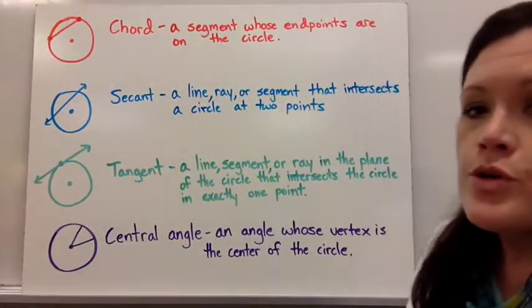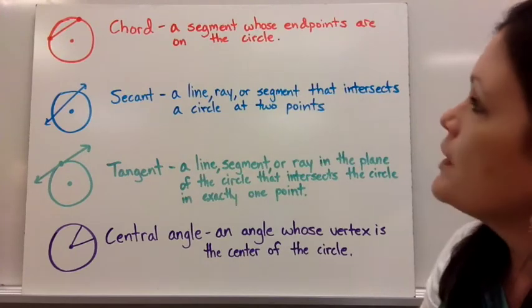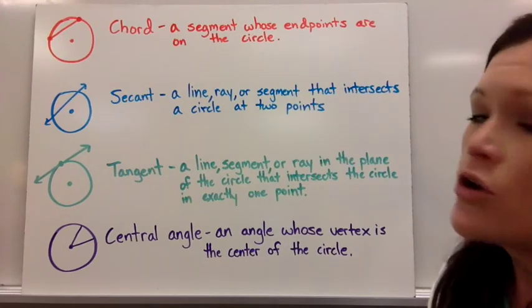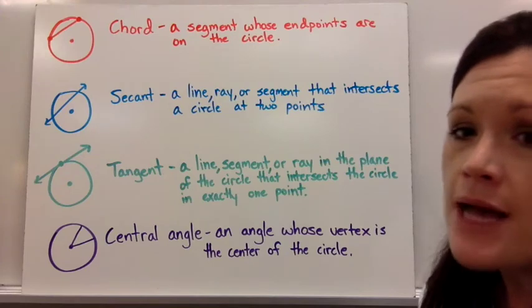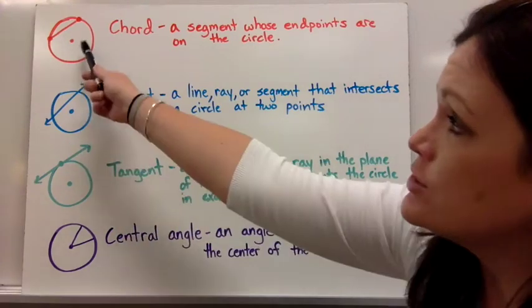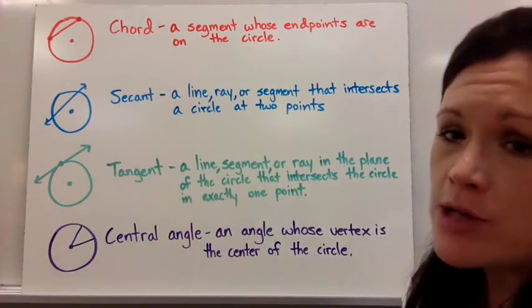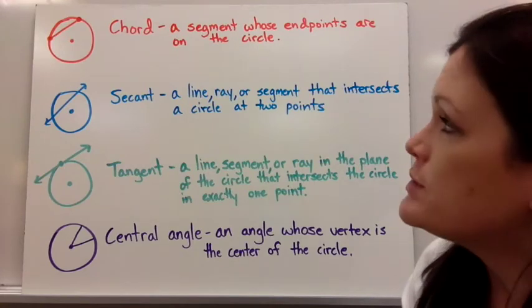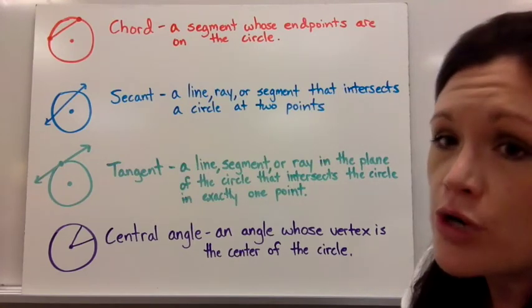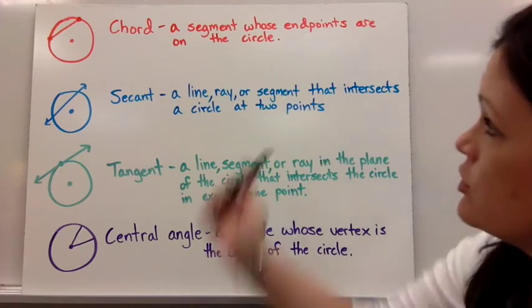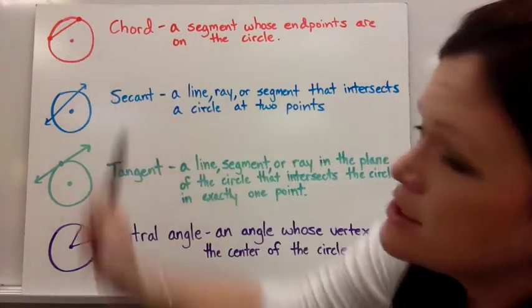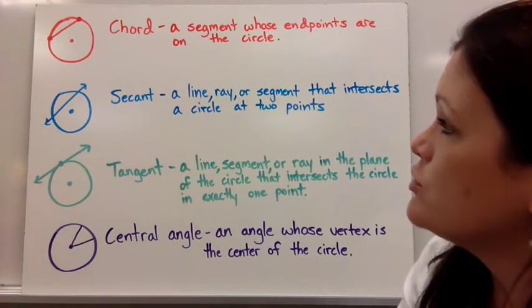All right, so the first word on this board is a chord. A chord is a segment whose endpoints are on the circle. Notice it does not necessarily go through the center, because that would be a diameter. Diameter is a more specific word for that chord, and you'd want to call those the diameter. But a chord is some other segment that touches on the circle at 2 points.